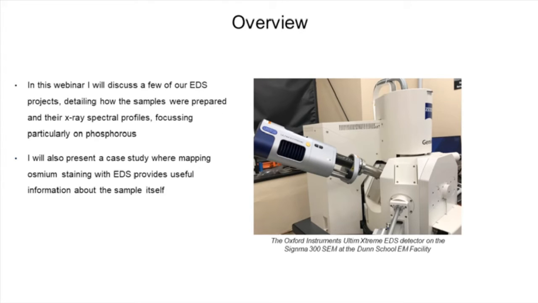So in this webinar, I will discuss a few of our EDS projects, detailing how the samples were prepared and what sort of elemental data we obtained, with a particular focus on phosphorus. I will also give an example where heavy metal staining with osmium can actually provide useful information about the sample itself.